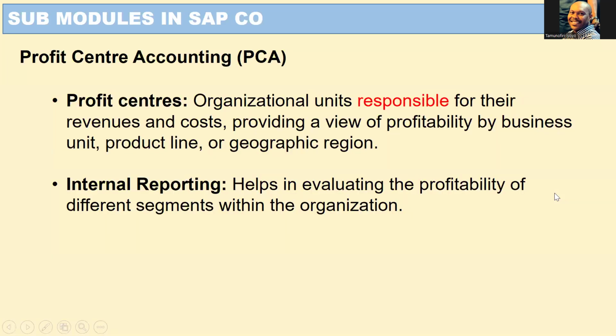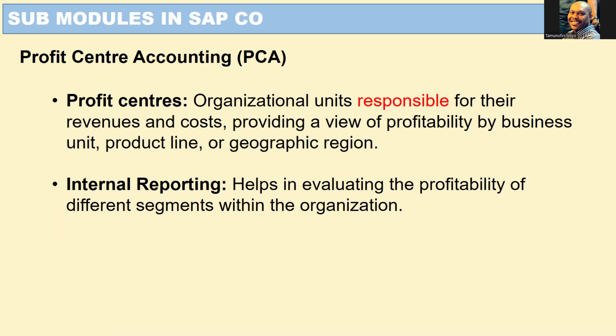So because of time, we'll just run through the other submodules in SAP CO. Profit center. Profit center, just like the cost center, is an organizational unit responsible for revenues and costs, providing a view of profitability by business unit, product line, or geographic region.